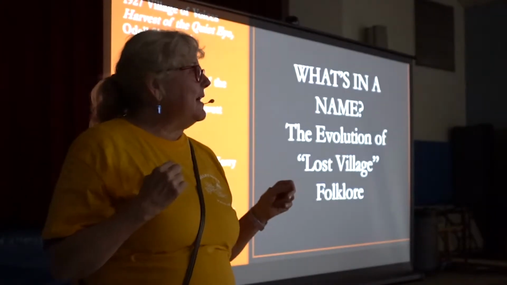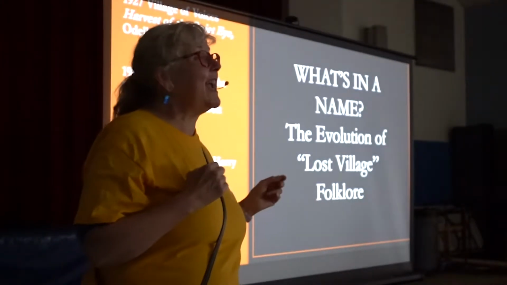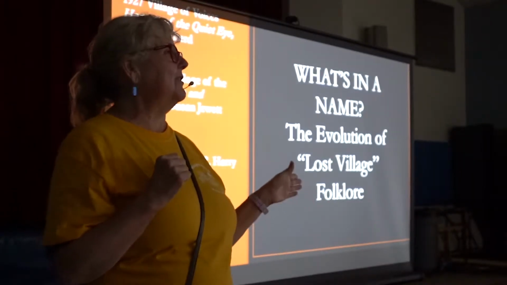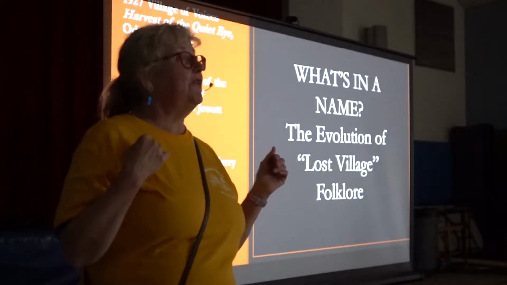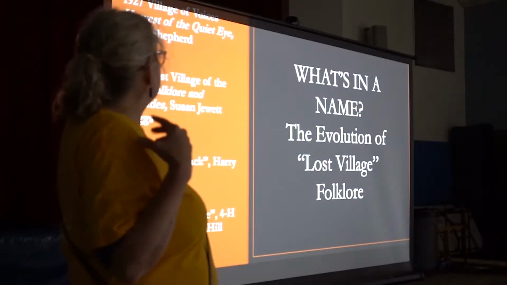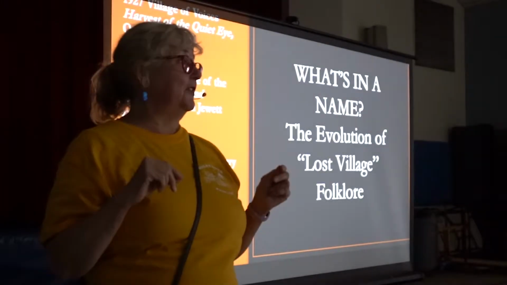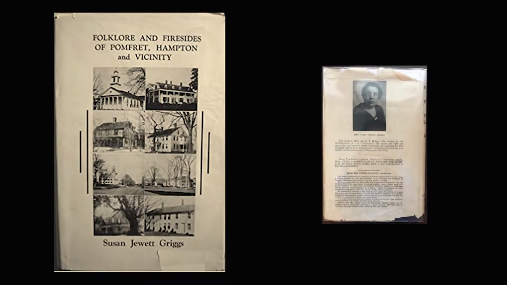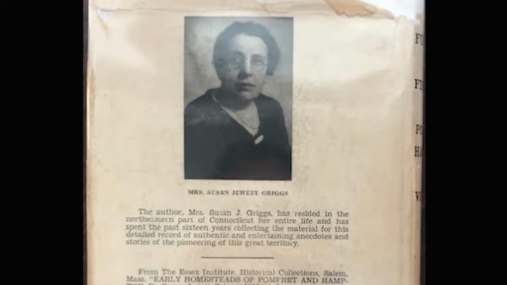Some of you may have had grandparents from the late 1800s who were already going up there and calling it a lost village of some kind. The next reference to a lost village, or a village that was somehow lost, was in Folklore and Firesides by Susan Jewett Griggs. One of the mistakes people make all the time with Susan Griggs is saying, oh, she made lots of mistakes, it's inaccurate.